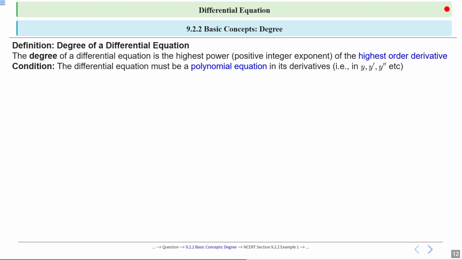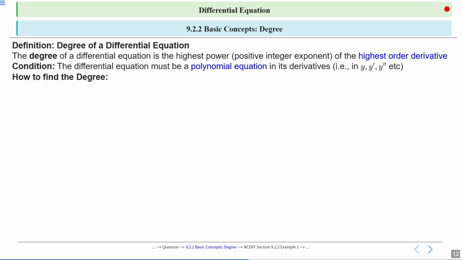But if this is not in the form of a polynomial equation, that means there is a term involving square root, or a derivative in the denominator, or derivatives involving radicals, or terms like sine y dash, log y double dash, that is not a polynomial form. In that case we cannot define the degree of a differential equation. So degree can be not defined. Order is always defined for a differential equation, but degree can be defined or not defined. Okay.